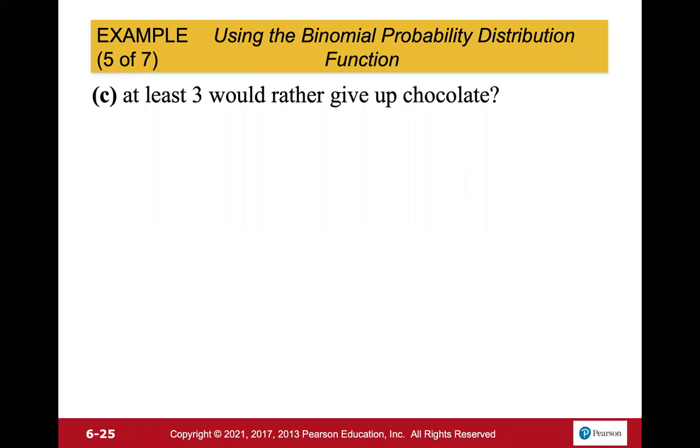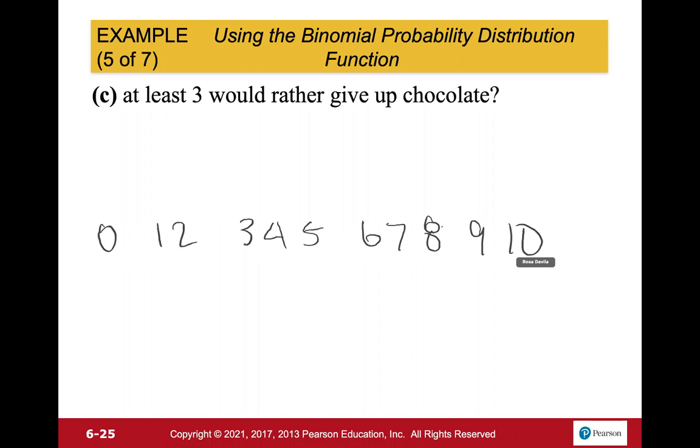And lastly, well, not lastly, but for this round of examples, we have at least 3 would rather give up chocolate. So here, what we're looking at is 0, 1, 2, 3, 4, 5, 6, 7, 8, 9, and 10, at least 3. So is 0 at least 3? No, so that one's not going to be in the running. 1 at least 3? No. 2 at least 3? No. So at least 3, 3 is going to be in that category. 4 is going to be in that category all the way up to 10. So we have all of these to choose from.